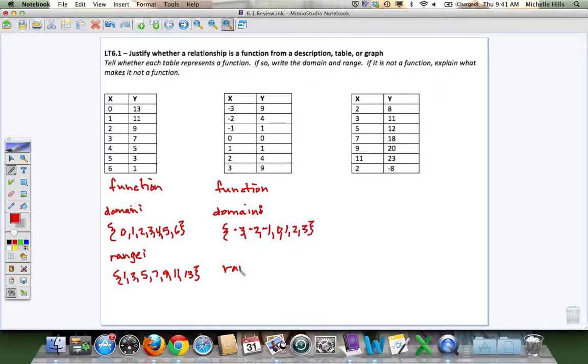The range, though, I have some repeats for my y's, which is okay. I don't want to write them twice because I'm supposed to write them in order with no repeats. So that's my range. In this case, I'm noticing that 2 maps to 8 here, but 2 maps to -8 here, so not a function.